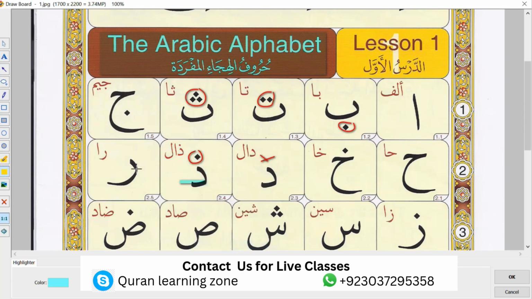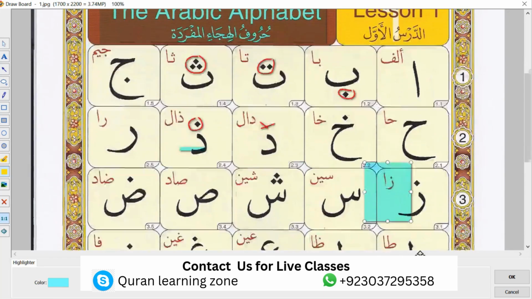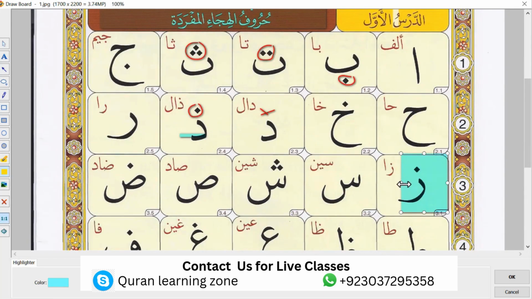Okay. And the next one is here, ra, za. These two letters have the same shape but there is a difference between them. Ra has no dot on the top, za has one dot on the top. There is a difference between them. And za will be read with a whistle sound. Okay, like za, like that.